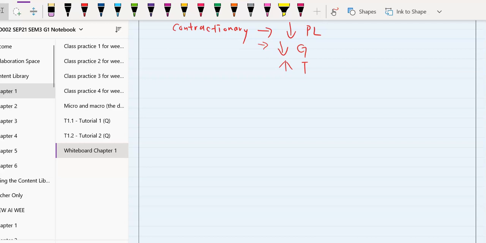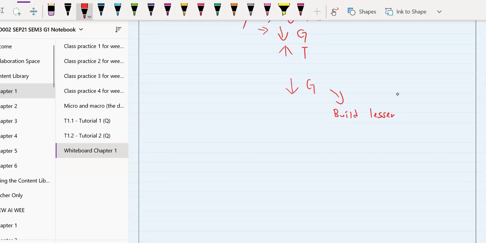So when the government decides to decrease government spending, which is, for example, they want to build fewer schools or fewer hospitals, think about all those things that are involved, right? What do we need actually to build a school or a hospital? Type in and let me know.